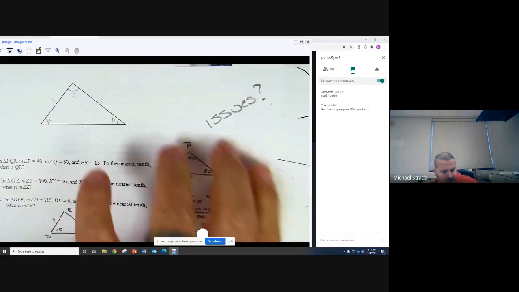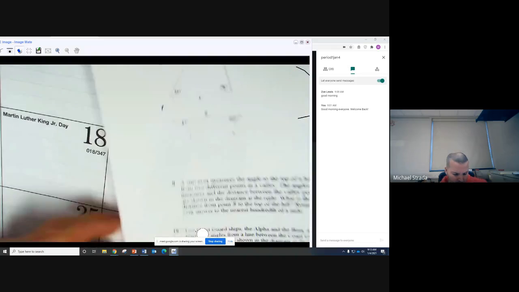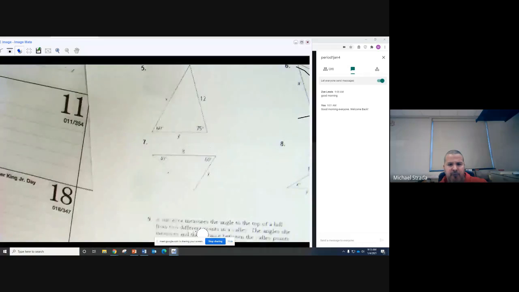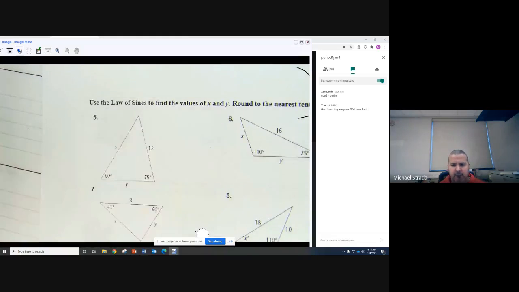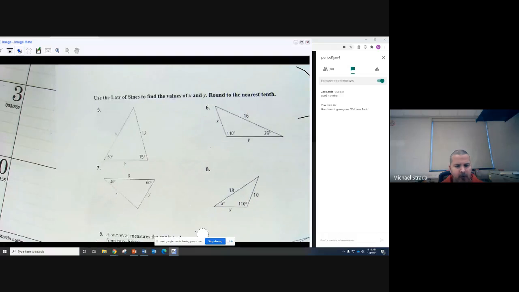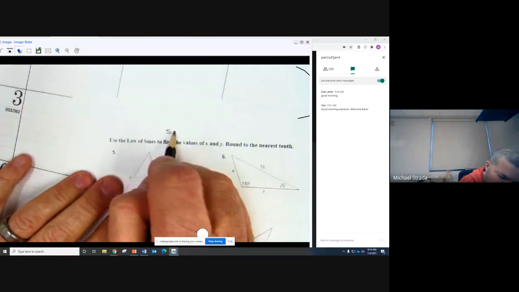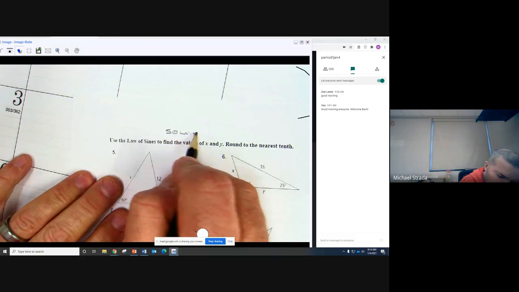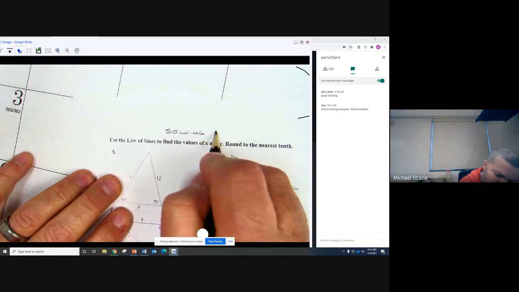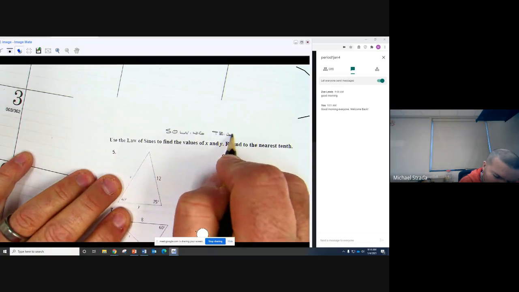So let's flip to the back. It says use law of sines to find the values of x and y, round to the nearest tenth place. So this, ladies and gentlemen, is what is considered solving a triangle. So later on, if it tells you to solve a triangle, that's what it means: find all the sides and angles.